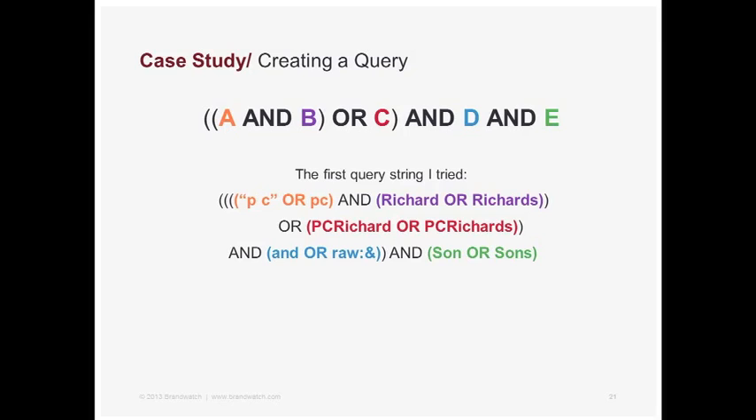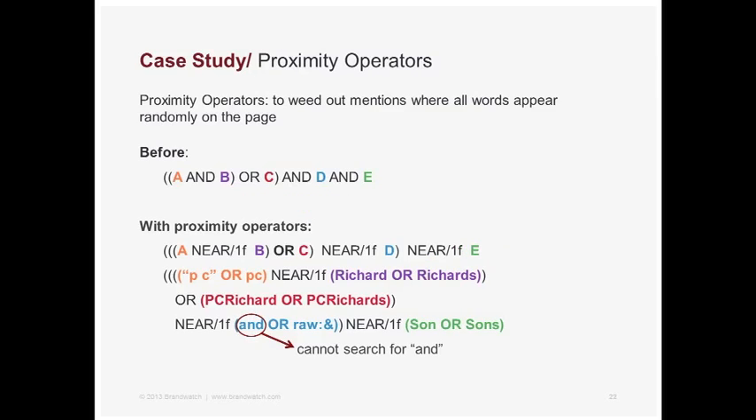So that's the first query string I tried, and then I had to go through various tweaks to try to get it to work the way I wanted it to. The first issue was, well, if you just have ANDs, we might end up with a page that says Richard was buying a PC for his son, which has nothing to do with the brand name. So we want to use proximity operators to really make sure that all of these words are right next to each other, which would be an instance of our brand name and not something else random.